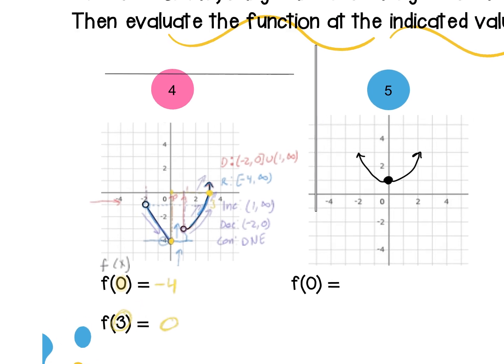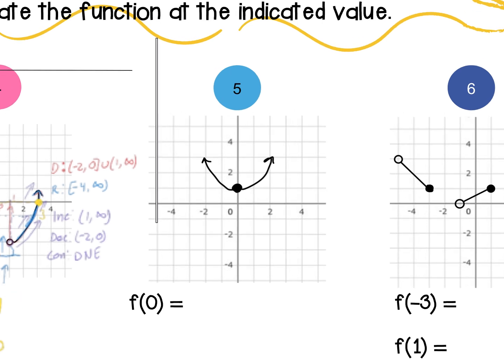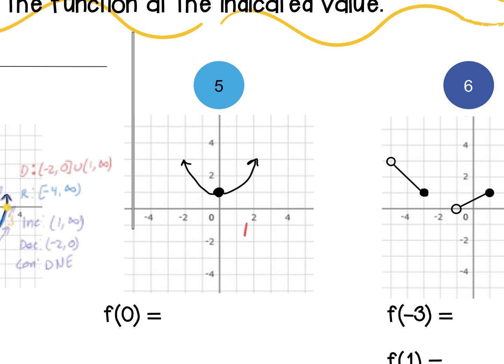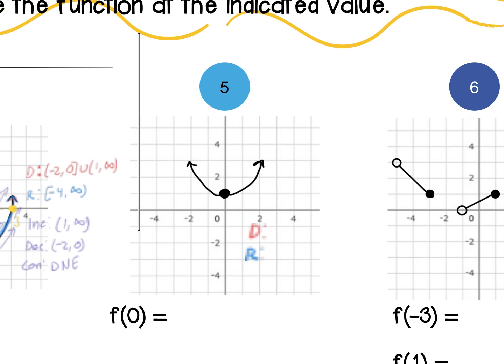All right, let's do the same thing with the next one. Let's look at number 5. If you like the little line that I drew, I'll keep using it. So let's do the same thing with domain, range. For your domain, if you're going from the left to the right, notice that we see an arrow. This arrow means that you're going forever in that direction.